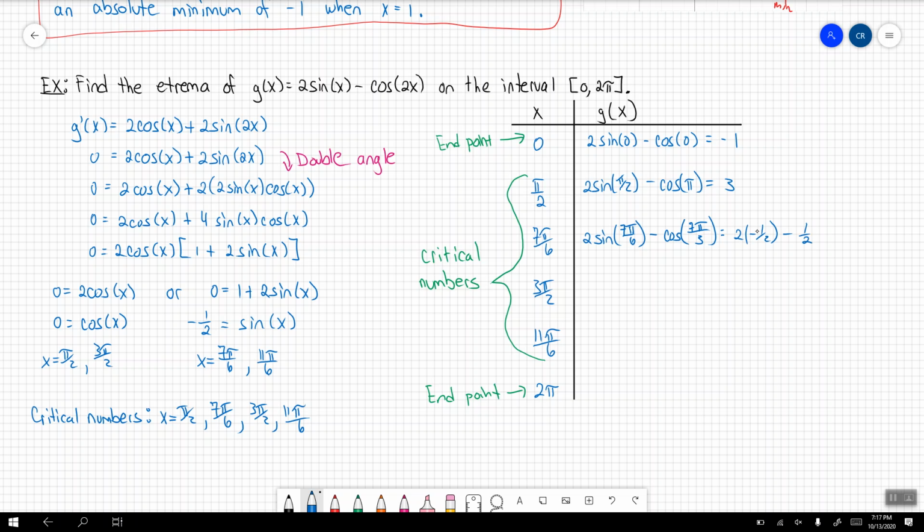So now we get -1 minus 1/2. -1 minus 1/2 is going to be -3/2. Nice. Let's keep going. The next one is 2 times sine of 3 pi halves minus cosine of 3 pi. Remember, the 3 pi halves is going to be multiplied by 2, therefore we'll simplify 2 divided by 2.